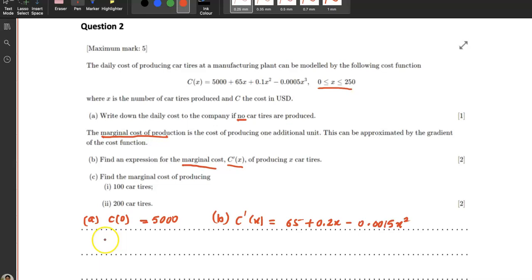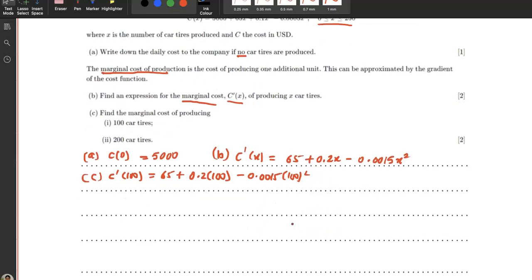Find the marginal cost of producing 100 tires. Just put x in it. Where do you put it? In the marginal cost function, C dash 100. You put it in and you'll get the answer. So instead of x, you're putting 100. So you put 100 in 65 plus 0.2 times 100 minus 0.0015 times 100 squared. And then you do the same thing for 200. You just have to put it in the calculator.